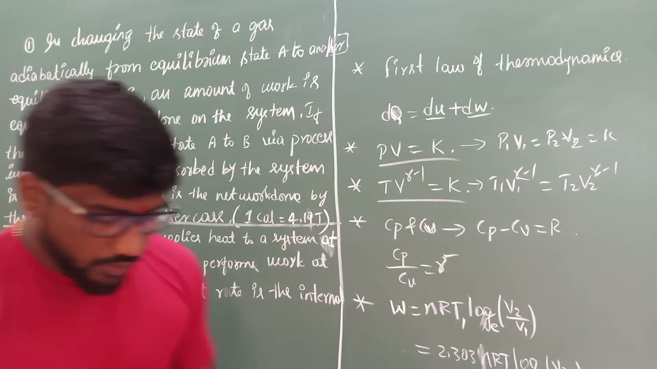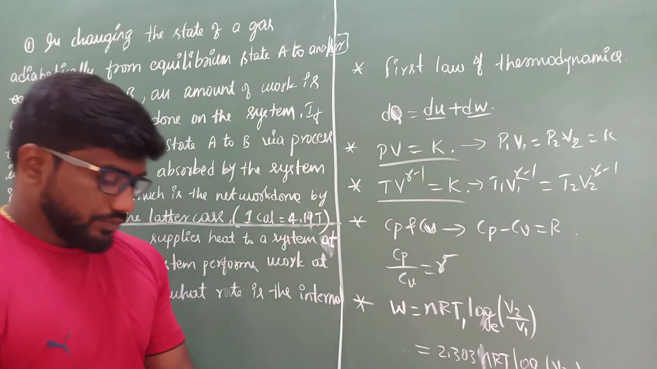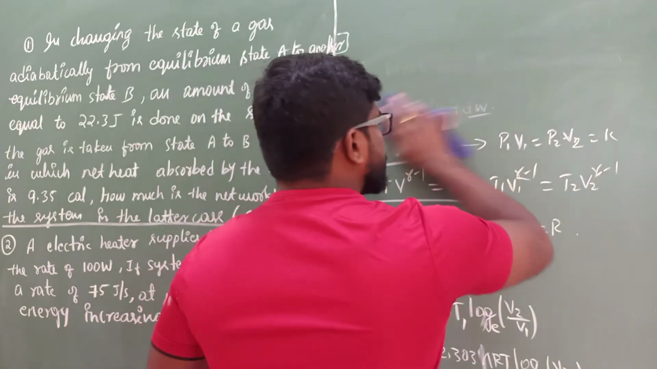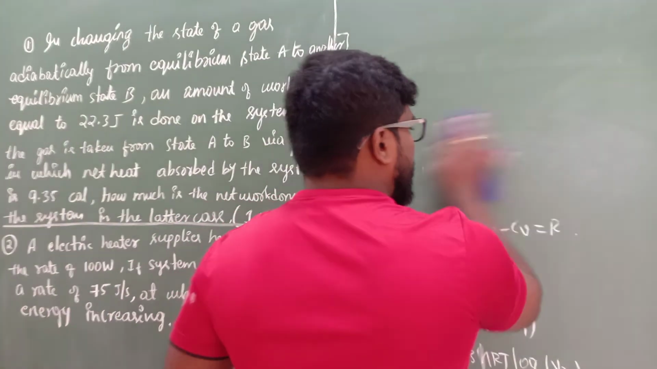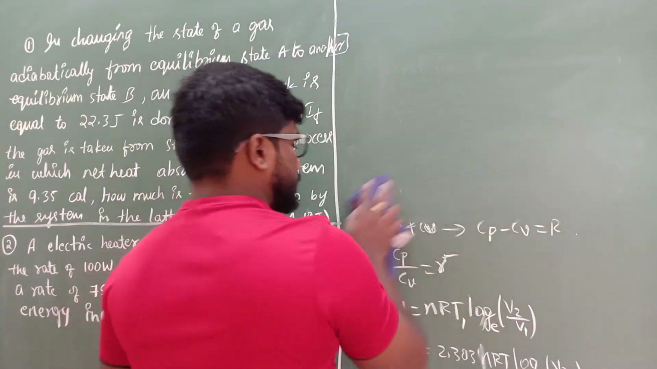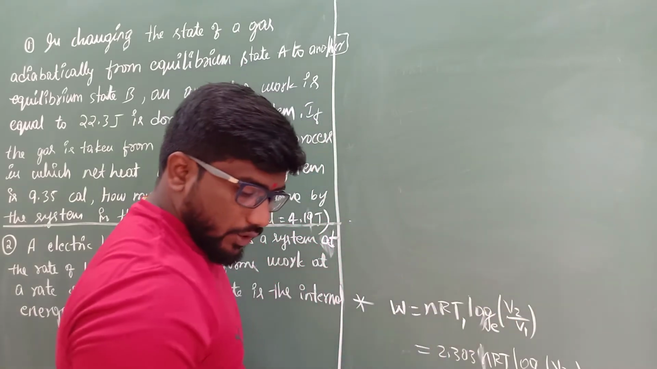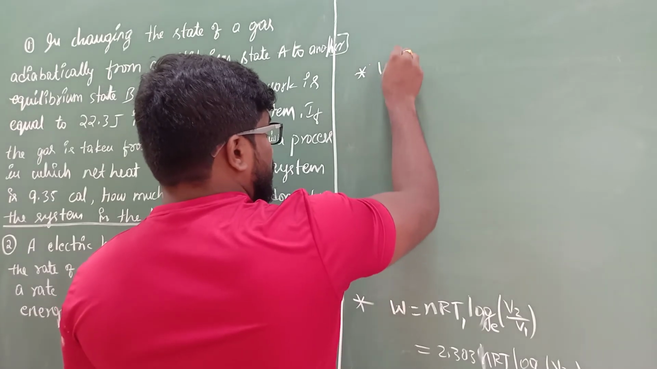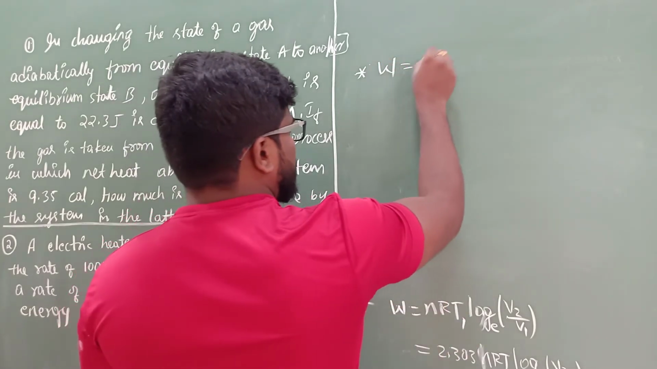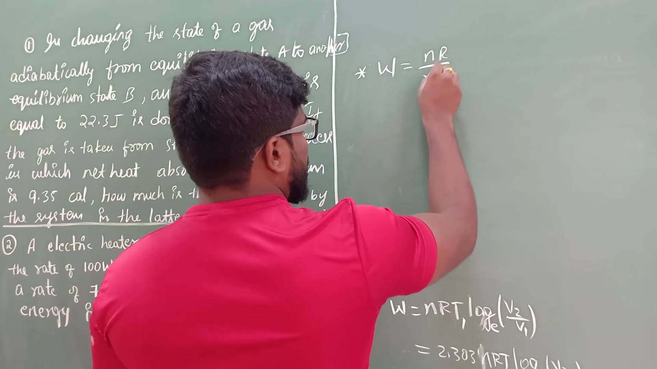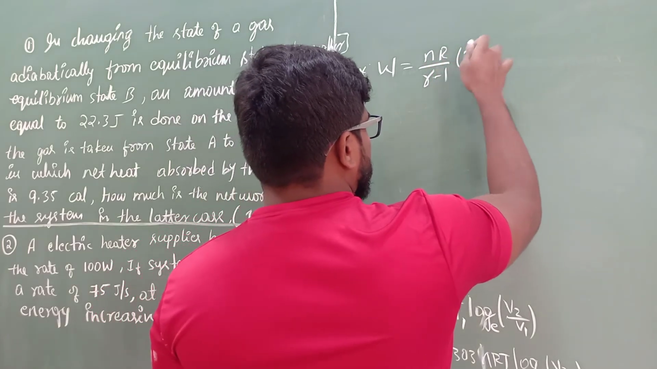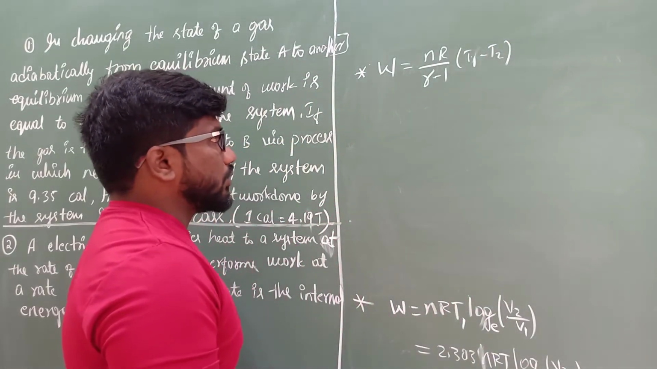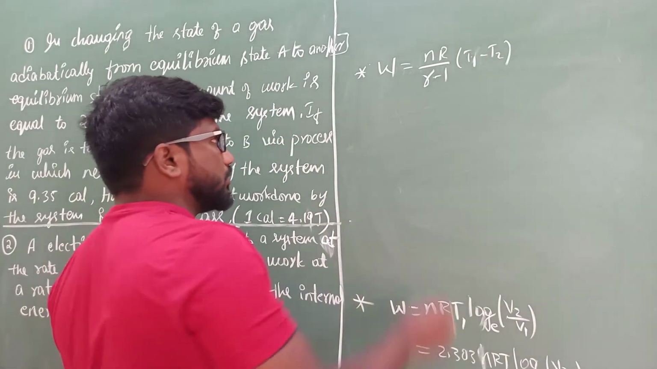Just go through the formulas. Next one is the work done by the adiabatic process. Write down the formula. Work done by the adiabatic process is given by nR divided by gamma minus 1 into T1 minus T2. So this will be the formula.